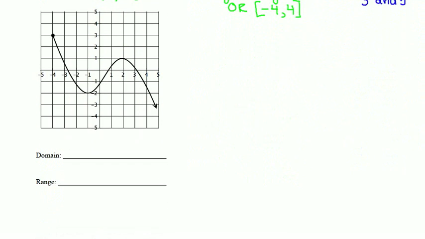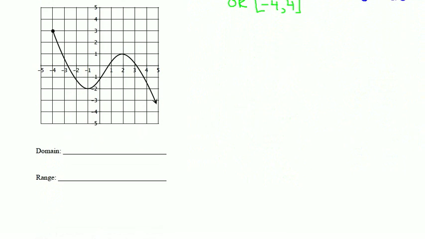All right, this will be a very similar concept to what we just did. The main thing that makes this one a little different is that we now have an arrow on the end, so we're not necessarily going to be able to find a smallest and a largest x and or y value. But the idea will be the same. Let's start with the domain.